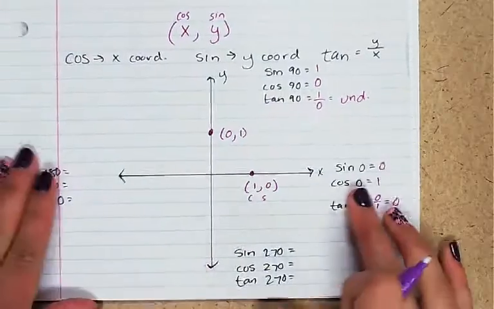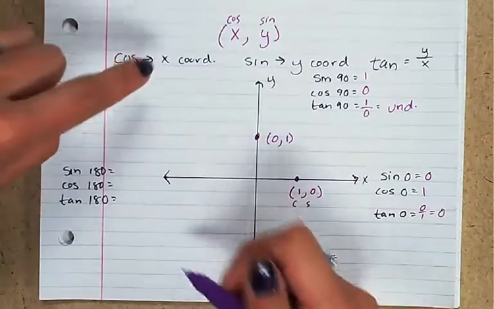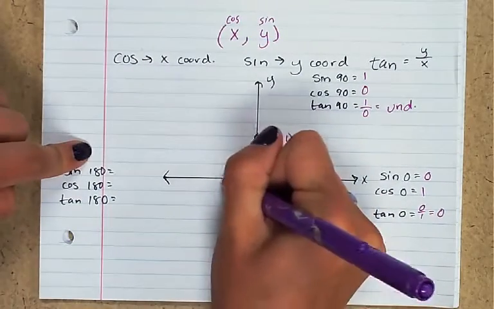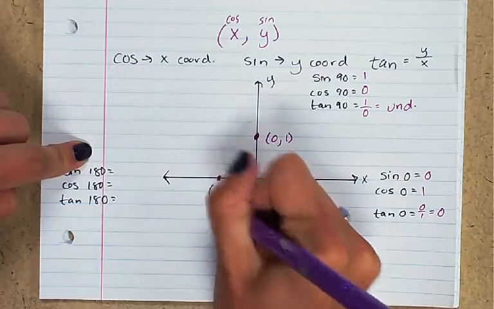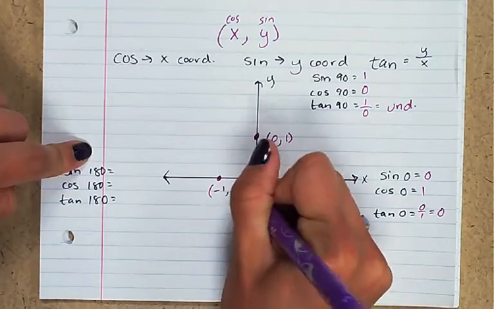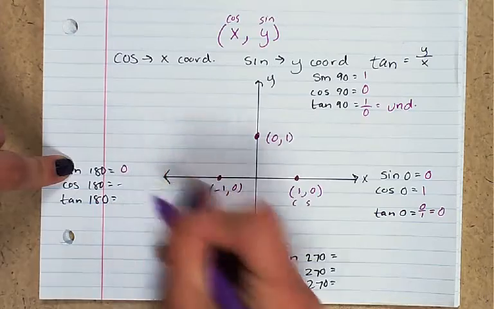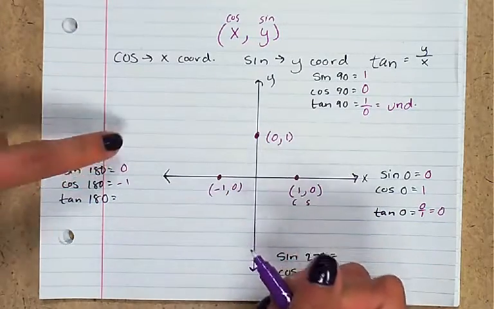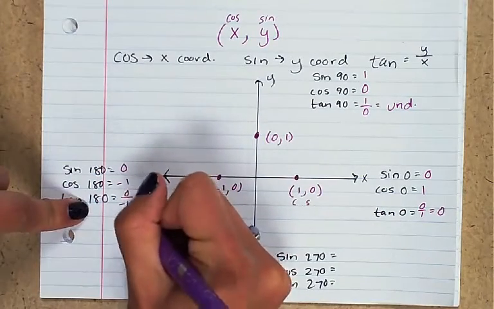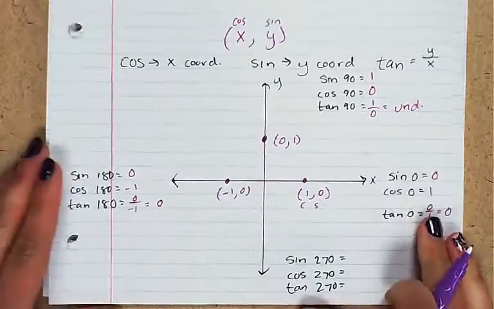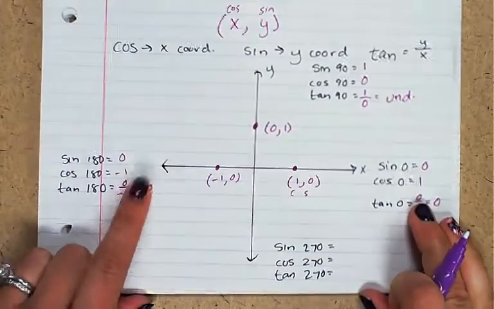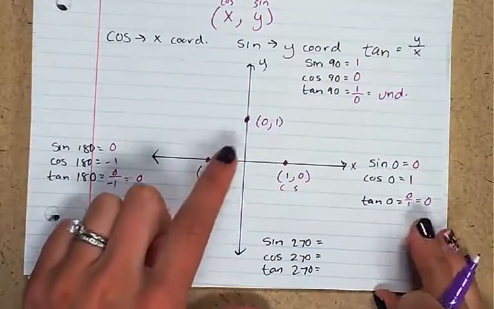Okay, so now let's figure out for 180 degrees what our trig functions are. If I went to the left one spot, this ordered pair would be (-1, 0). Sine goes with the y coordinate, cosine goes with the x coordinate, tangent is y over x, which is 0. So sine is 0 and cosine of 180 is -1. When you're over here on the left, it's negative.